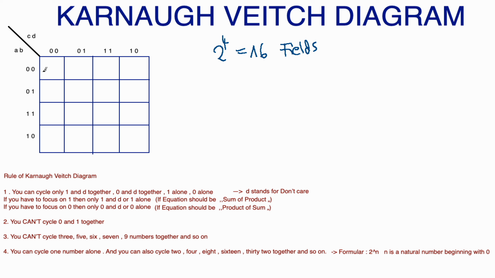And what you should also know is the rule of the Karnaugh-Veitch diagram. And soon you will see the ones or zeros. But before we begin, I want to explain what you see here. First of all, you see those numbers. These numbers are very important.